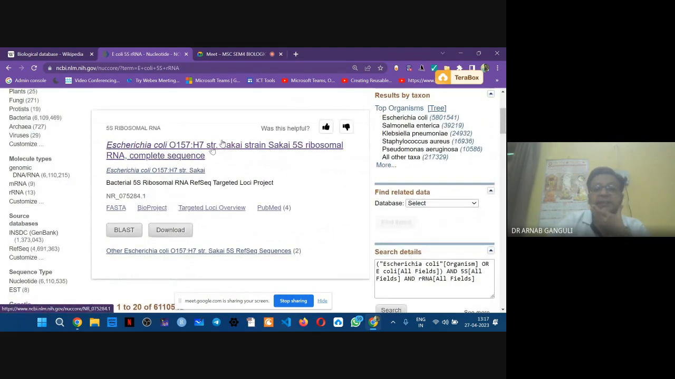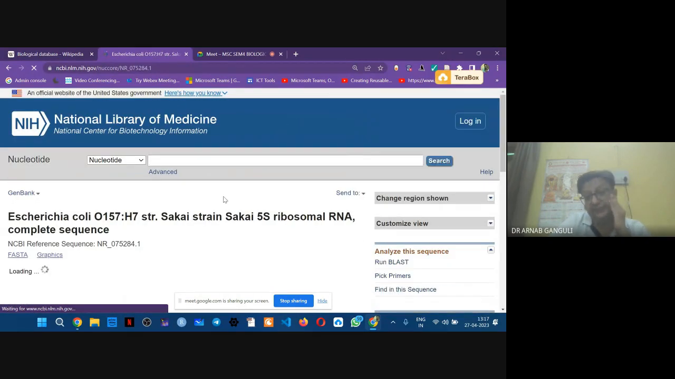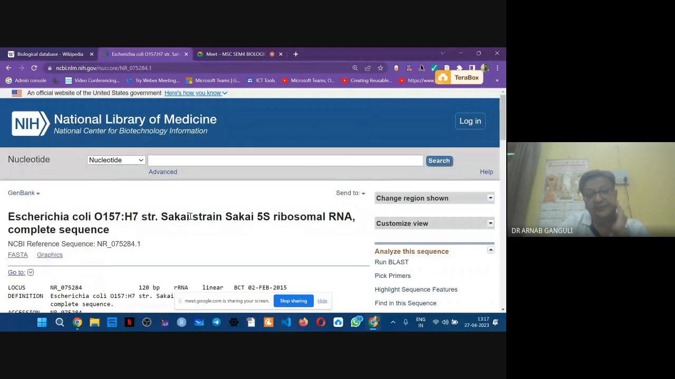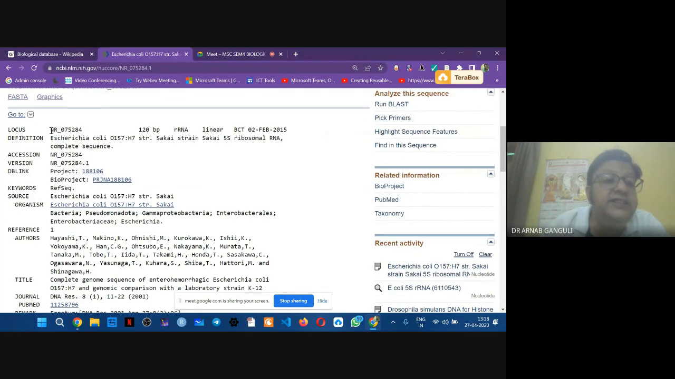Here, see this particular strain, Sakai strain of E. coli, I get the 5S ribosomal RNA complete sequence. I go inside this sequence. So you have all the information about this sequence. E. coli, you have the locus. This is the locus in the genome. This is 120 base pair. This is the ribosomal RNA, linear.